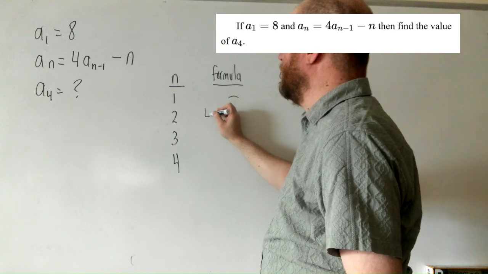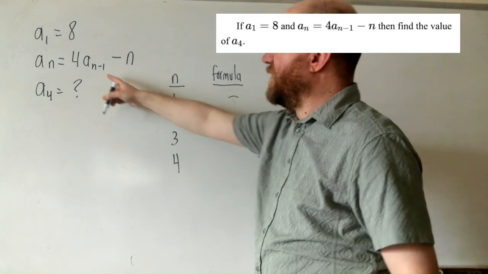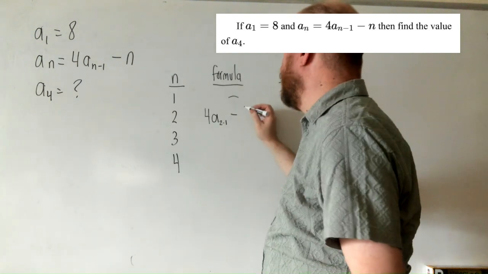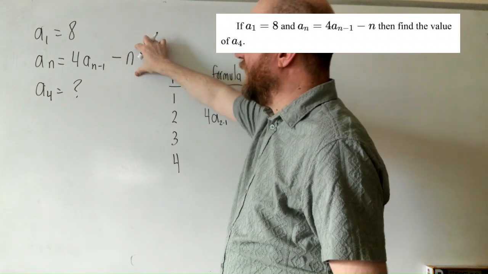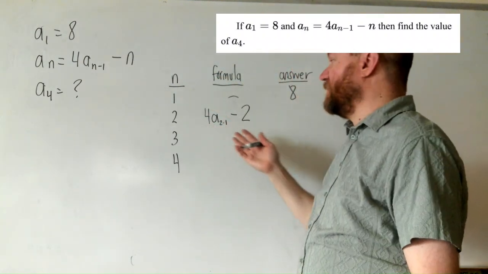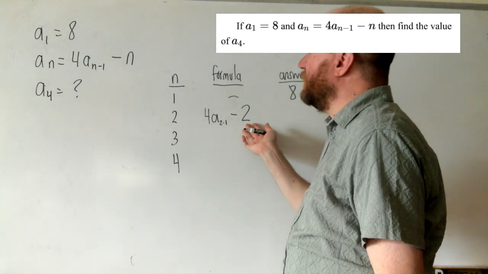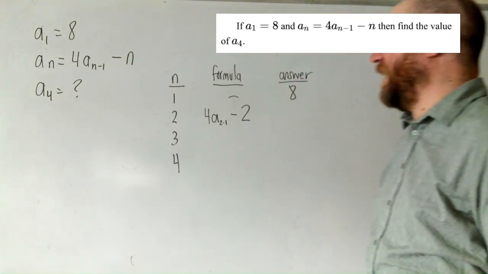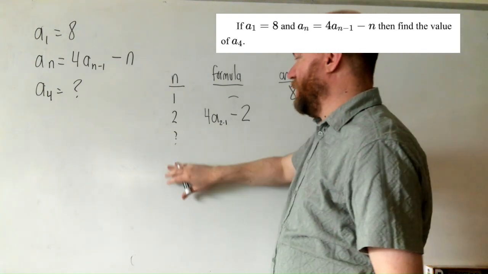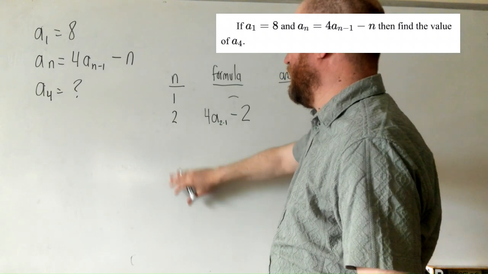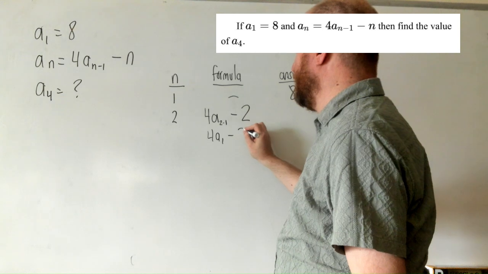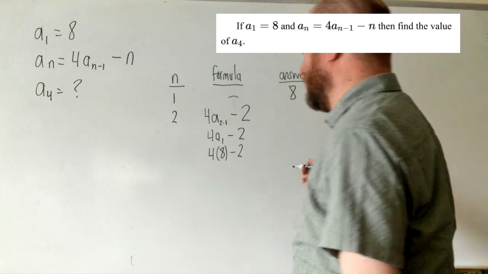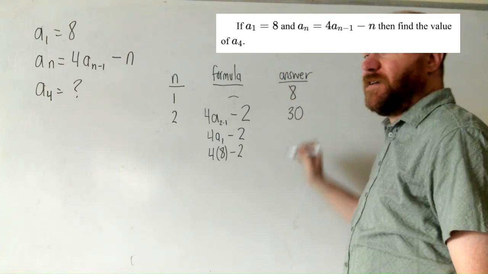So 4 times A, and where it says n, I'm going to put in 2, so 2 minus 1, minus n. When the n is big, we use the number as just part of the operator. We subtract 2. But when it's little, we put it inside the little writing underneath the A, and that tells us what to do to it. So I'm going to erase this so I have more room here. A2 minus 1 is A1. A1 is 8, so 4 times 8 minus 2. This works out to 32 minus 2, which is 30.